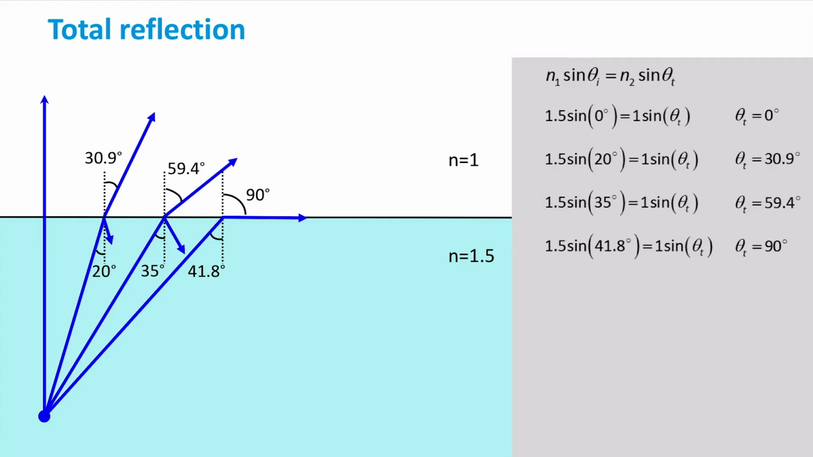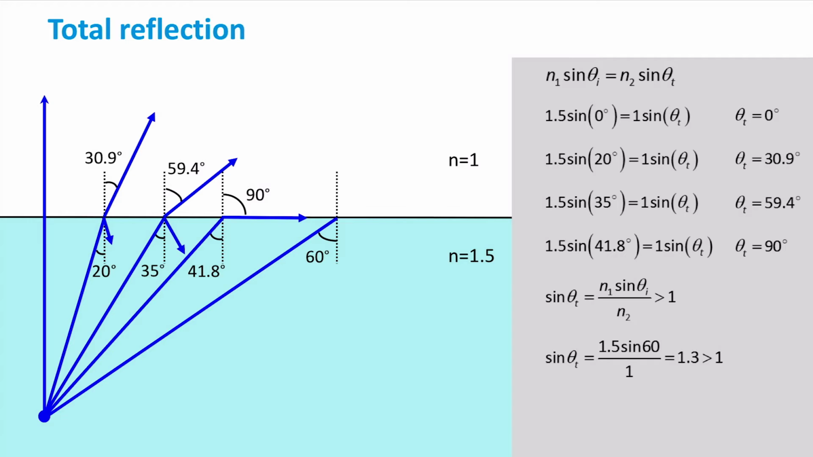Total reflection only occurs when moving to a material with a lower refractive index. Total reflection takes place if the sine of the angle of transmission is greater than 1. Let's consider, for example, a beam incident under an angle of 60 degrees, which is well past the critical angle of 41.8 degrees. The sine of the transmission angle equals 1.3. Since 1.3 is greater than 1, the light beam will be totally reflected. The angle of reflection equals the angle of incidence.